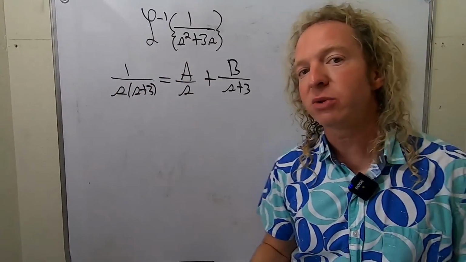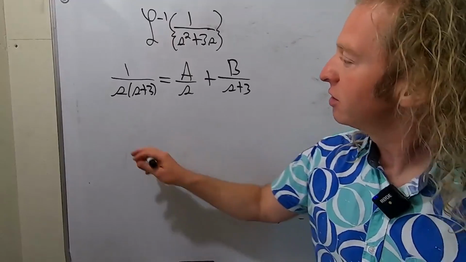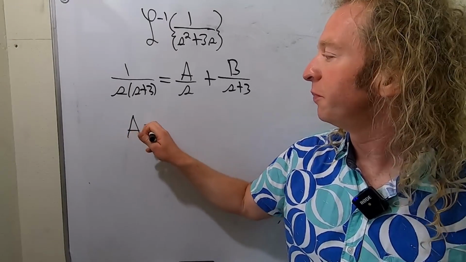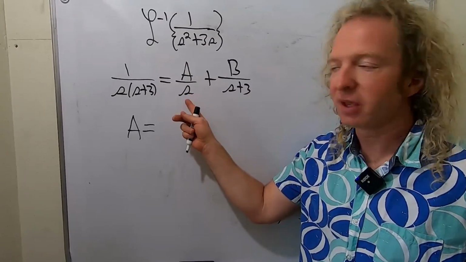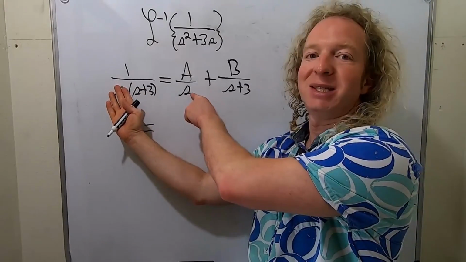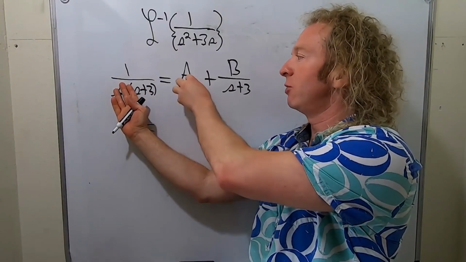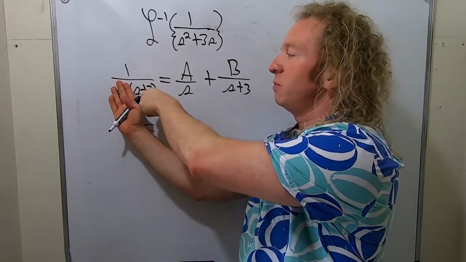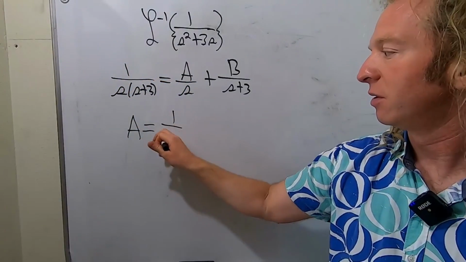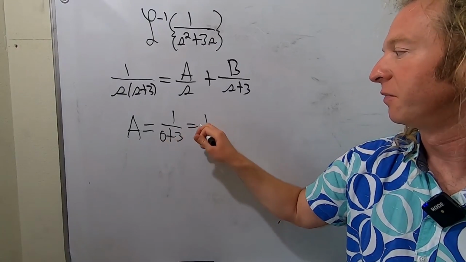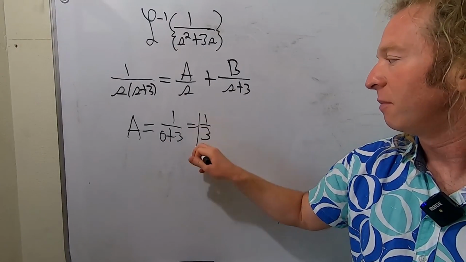Okay, so how do you use the cover-up method? This is the key. So to find a, what you do is you cover up what's under a. So s is under a. And then you ask yourself, what makes that 0? Well, 0, right? 0 makes this piece undefined. So you plug in a 0 here. So 1 over 0 plus 3. So a is 1/3. I'm going to put that in a box.